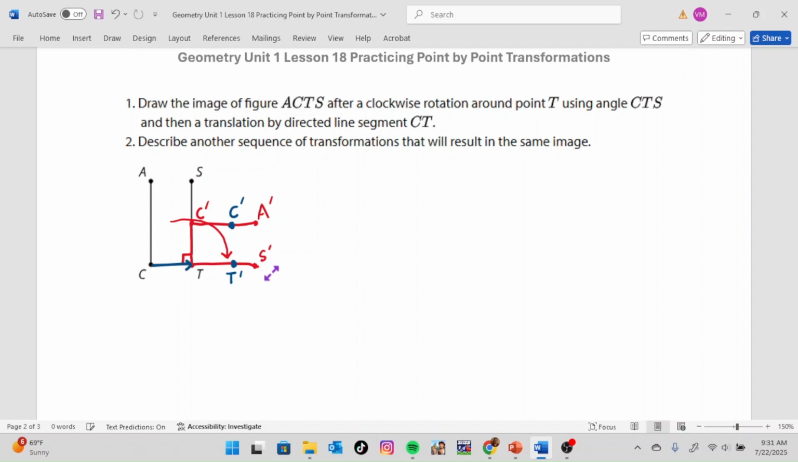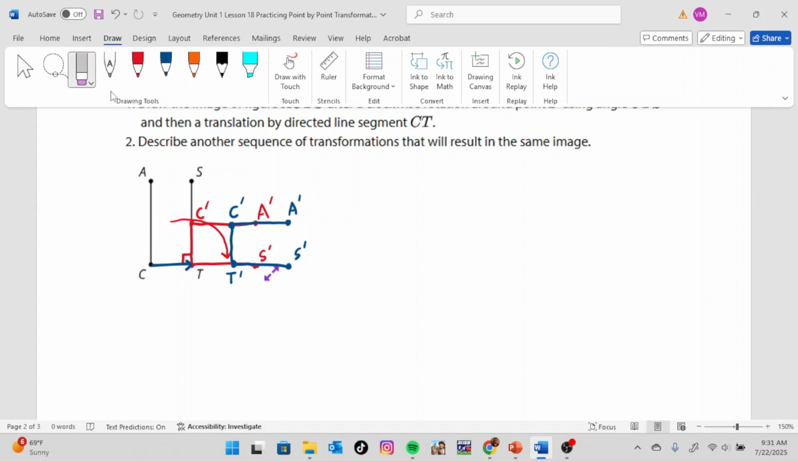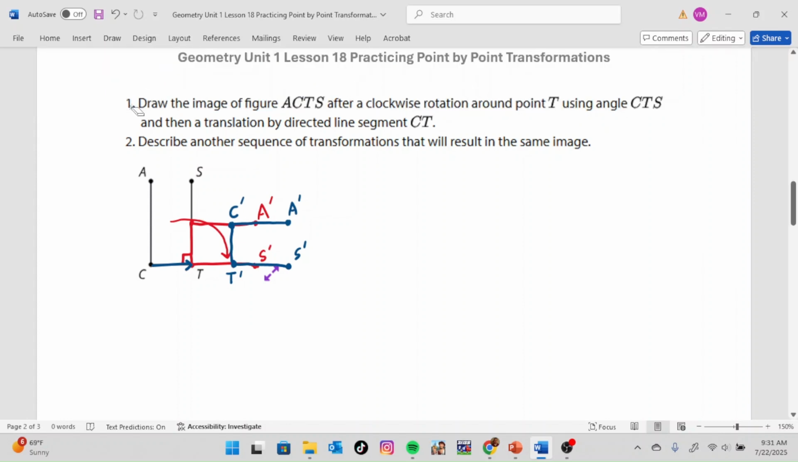This is C prime. A prime is out here now. And S prime is out here. And we can draw the shape that connects them. So if we wanted to make it easier to see, we could go ahead and erase everything from the first step.